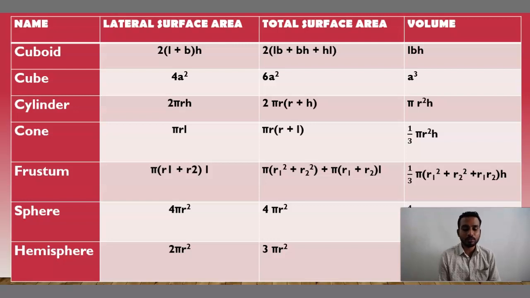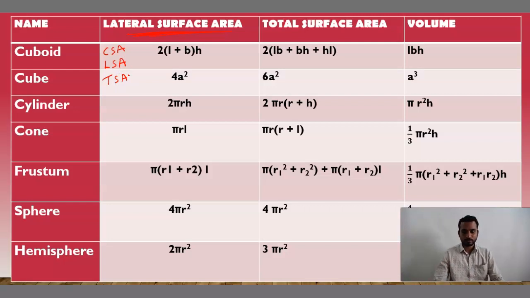Come, let's begin with the chapter Surface Areas and Volumes. These are the important formulas, students, which we are going to use in this chapter. Cuboid, lateral surface area. This is also known as curved surface area, that is called CSA. In short, lateral surface area we call LSA, and total surface area we call TSA. I am not going too deep at present, I am just giving you the clue.